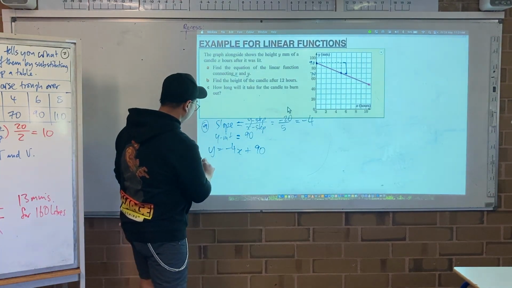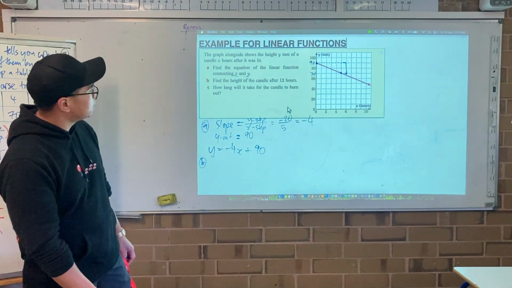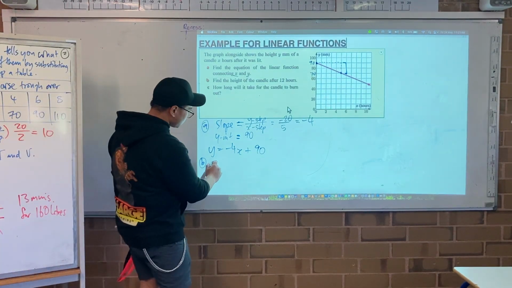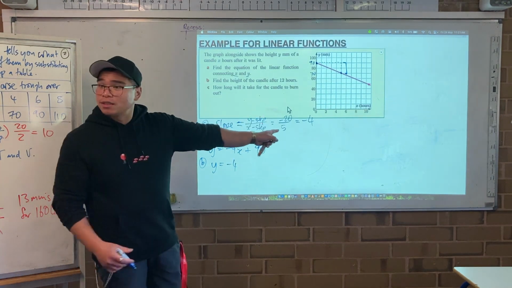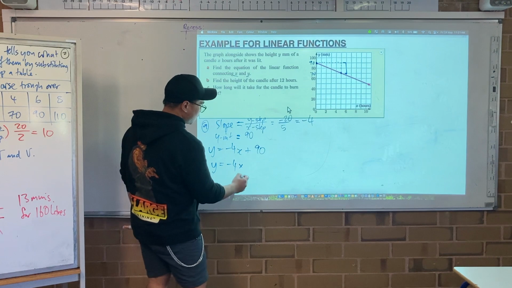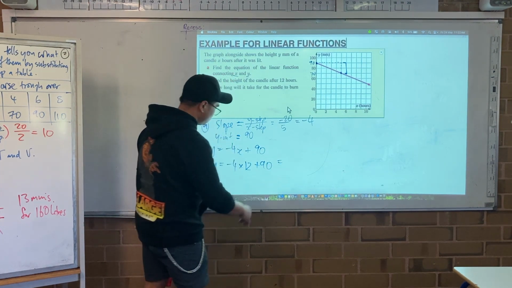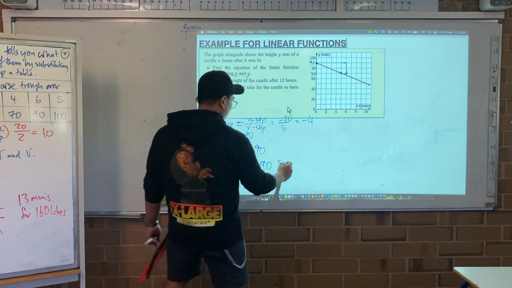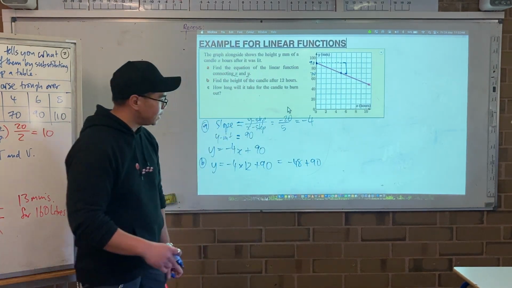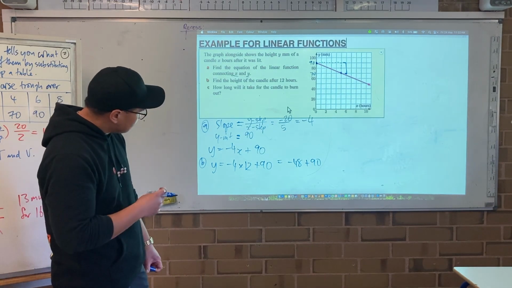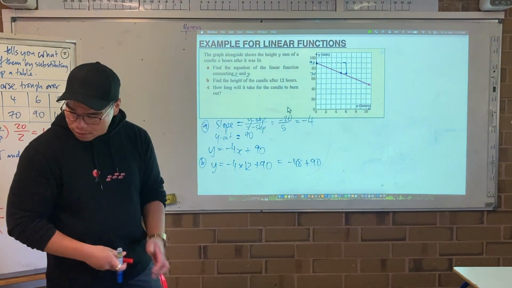B, now we do some algebra. No one's a fan of algebra, I'm showing you how to do it. Find the height of the candle after 12 hours. So y represents the height, negative 4. X represents the time. So what am I going to times negative 4 by? 12 plus 90. Negative 4 times 12 is equal to negative 48 plus 90. Can someone help me out? Negative 48 add 90. 42.